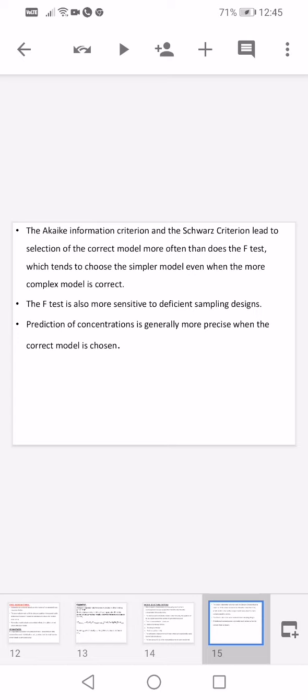So in the F-test we are going to take only a small group of population, but in the other two tests we are going to check a huge population also. The F-test is also more sensitive to deficient sampling designs. Prediction of concentrations is generally more precise when the correct model is chosen. So from these three, if you have less data, then you have to go for the F-test. If you have a higher amount of data, just go for the first ones, that is the Akaike information and Schwartz criterion. So we can choose based on the data which you have with you.